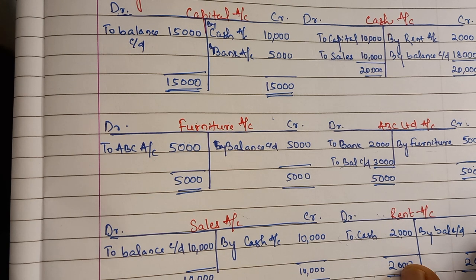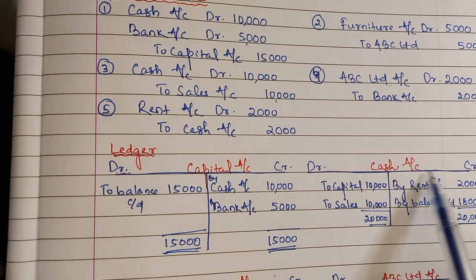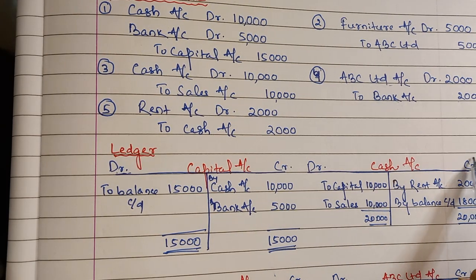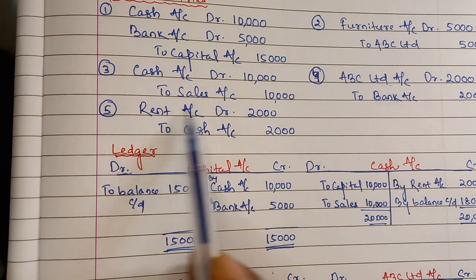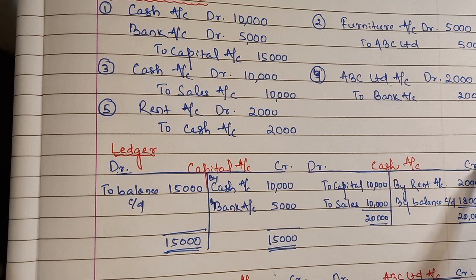And if you see in the cash account now, in the cash account you have to put here rent account debited, correct? Credit cash. What is the journal entry? Rent account debited to cash. So rent account debited, I have written credit on the right side. That is a technique you should use. Credit to cash. So rent 2,000 rupees on the right side.